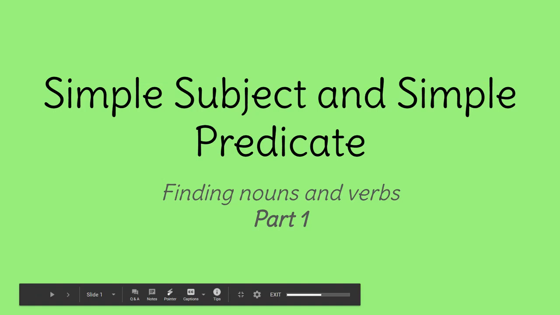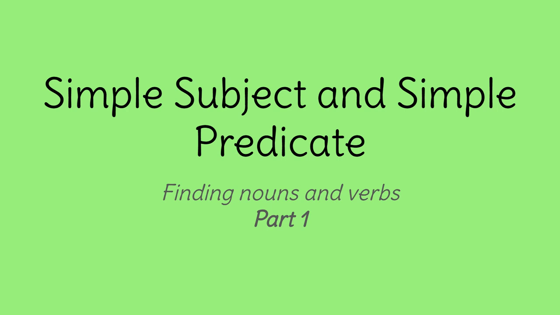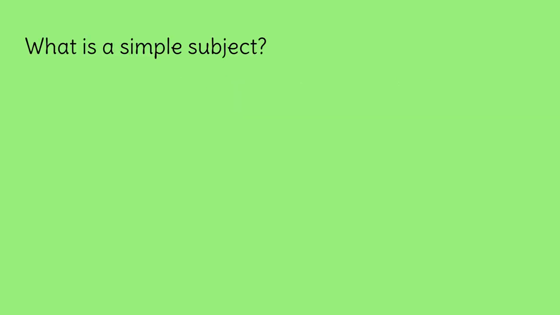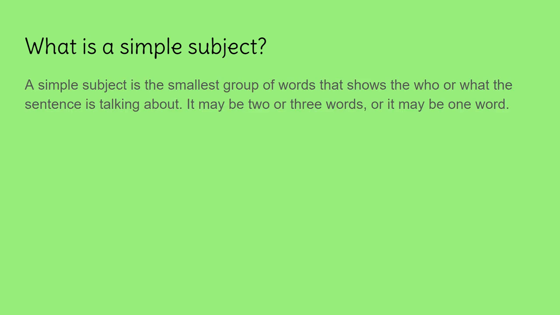Hi, guys. Today we're going to talk about a simple subject and simple predicate. This is part one of finding nouns and verbs. So, what is a simple subject? It's the smallest group of words that shows the who or the what the sentence is talking about. It may be two or three words, or it may be one word.